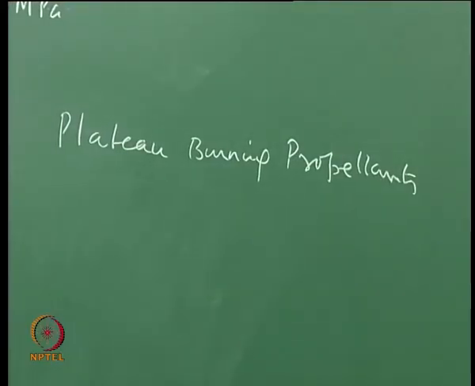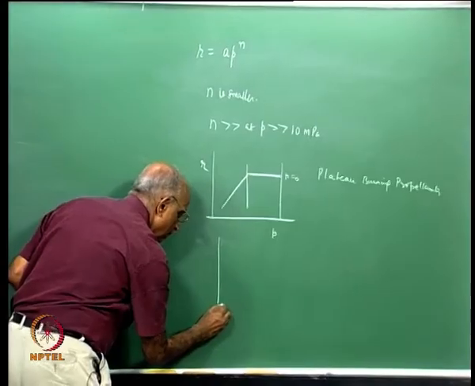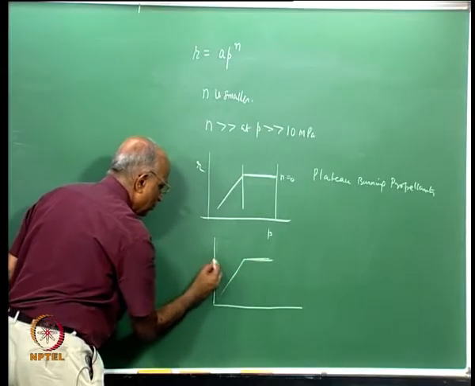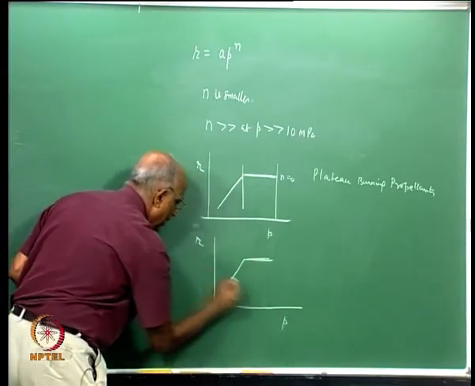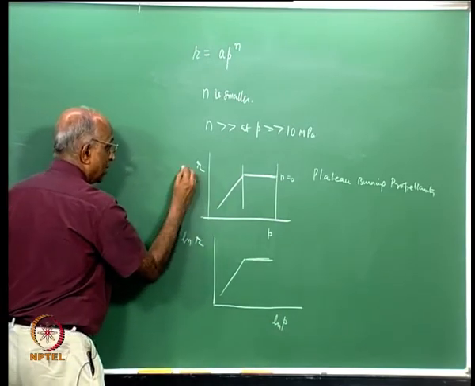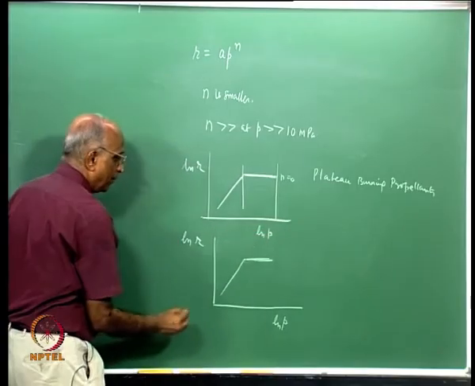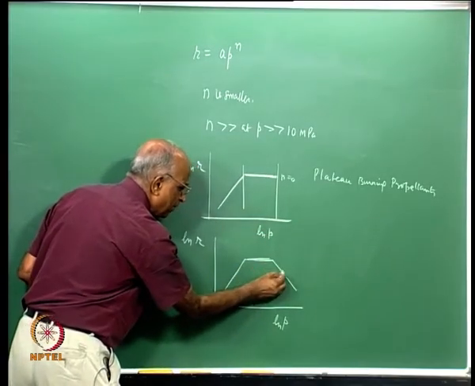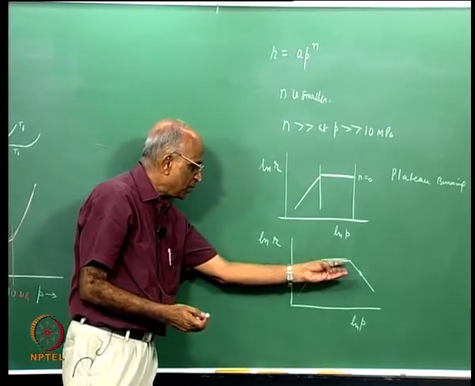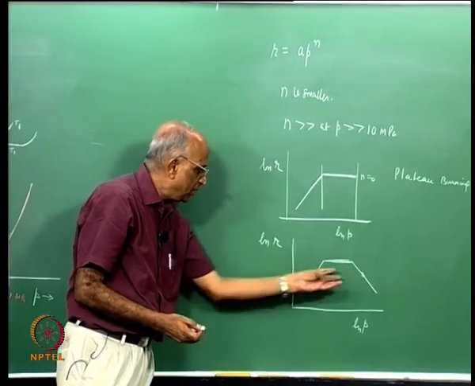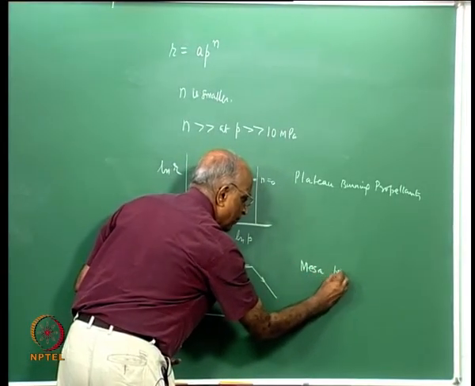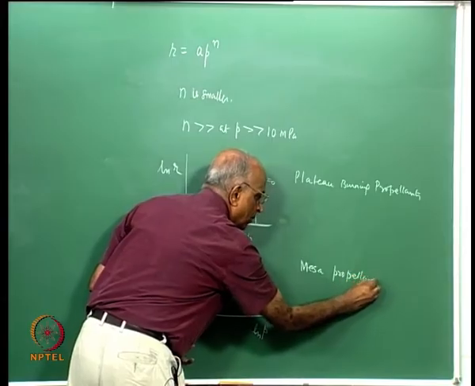Some propellants have an even slightly different behavior, going like this. I have a plateau, or n = 0, here, and I have R versus P. In fact, I should have written ln R versus ln P over here, and that is when I would have a straight line. So this should have been ln R and ln P. Sometimes the propellant's burn rate begins to fall at higher pressures. It all depends on the chemical constituents, and such propellants which exhibit a drop in burning rate with increase in pressure are known as mesa burning propellants.